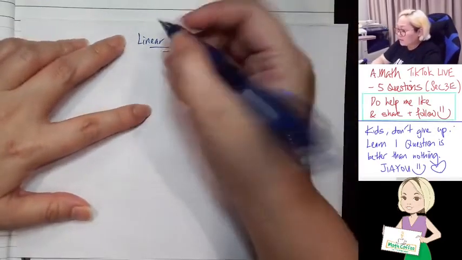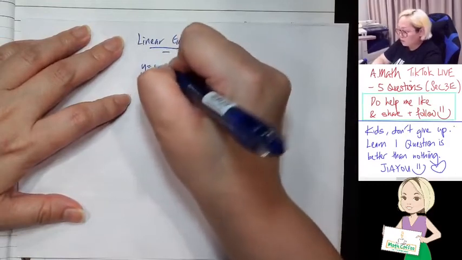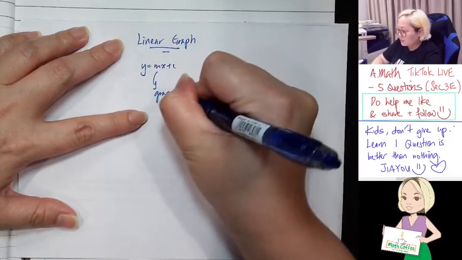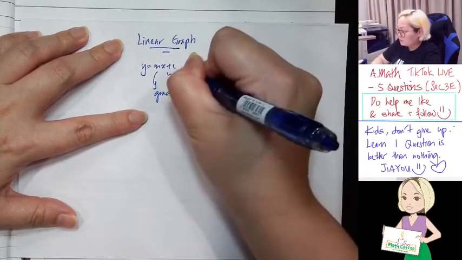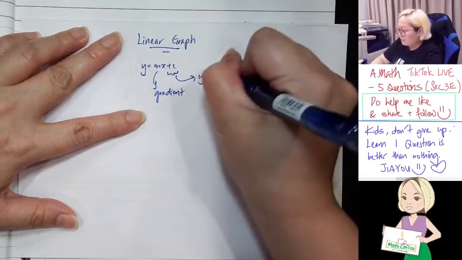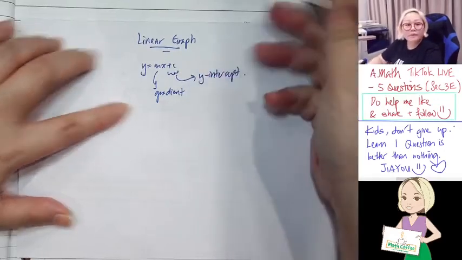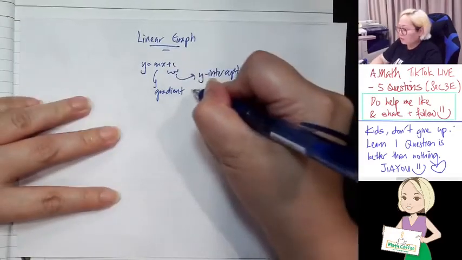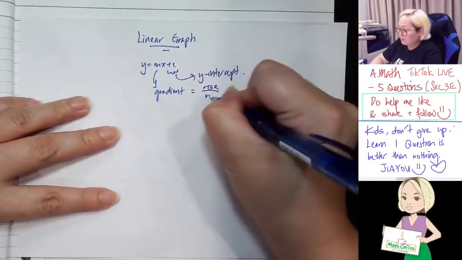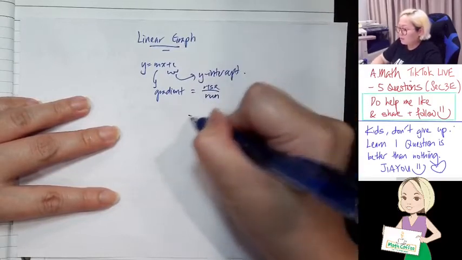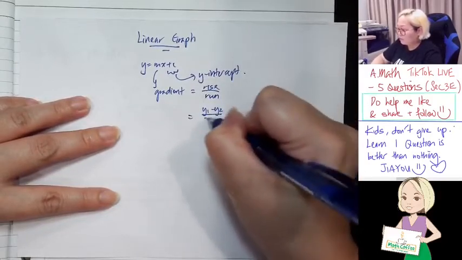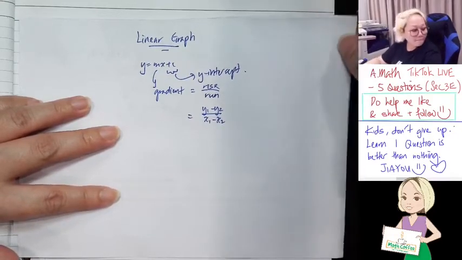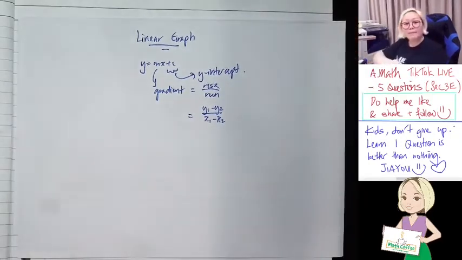Okay, linear graph. Linear graph is plotting y equals mx plus c, just this one. We know that m represents the gradient. This one represents the y-intercept. Right? And to find the gradient, a lot of schools do rise over run. But for me, I use the formula y1 minus y2 over x1 minus x2. Okay?